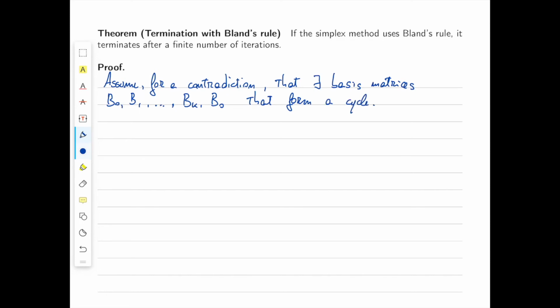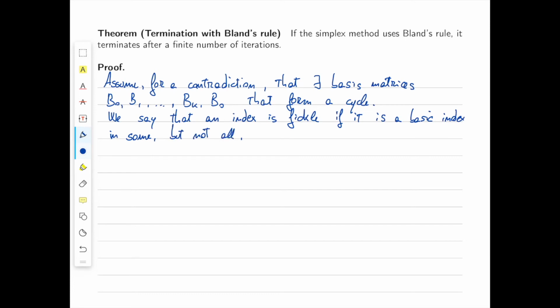This proof is based on the concept of a fickle variable. We say that an index is fickle if it is a basic index in some, but not all, bases in the cycle.